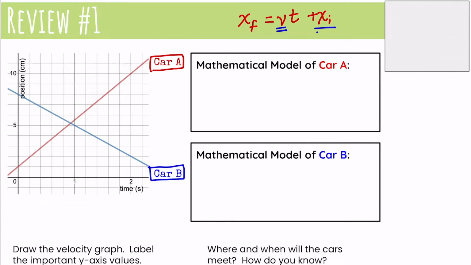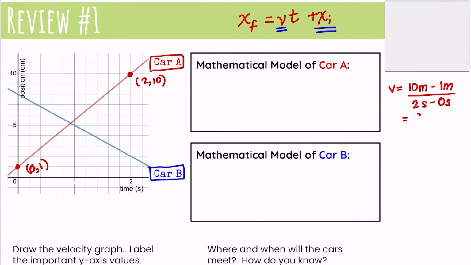And so remember, velocity and initial position are information that we can find in our position-time graph. So to find velocity, we're going to find 2 points, any 2 points. And so I'm going to choose this point right here at 2 seconds, position 10, and 0 seconds and 1 meter. All right. So then we have 10 meters minus 1 meter over 2 seconds minus 0 seconds.